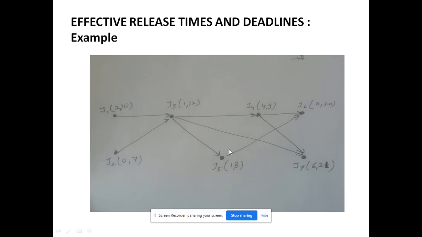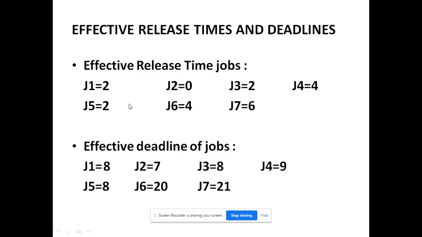J5 also has only one predecessor, that is J3. The given release time of J5 is 1 and the effective release time of J3 is 2. We previously calculated the effective release time of J3, that is 2, and the given release time of J5 is 1. So the maximum value is 2. So the effective release time of J5 is 2.